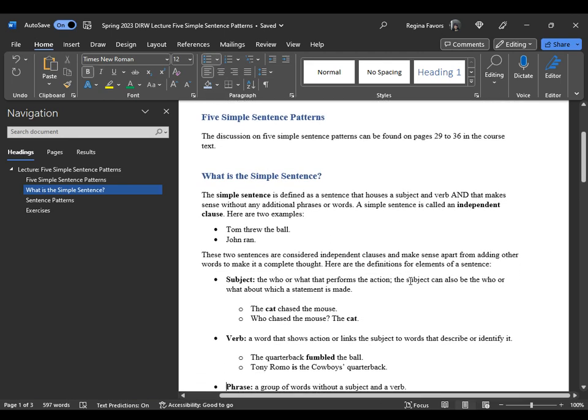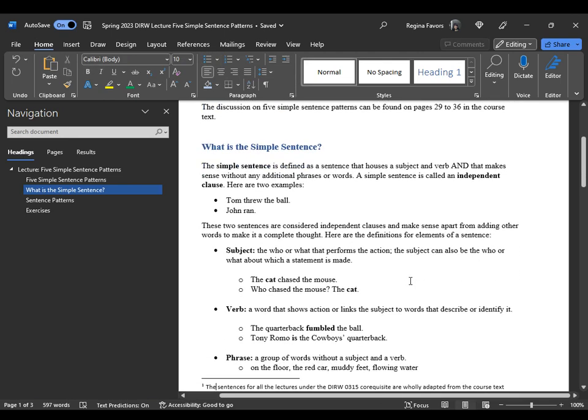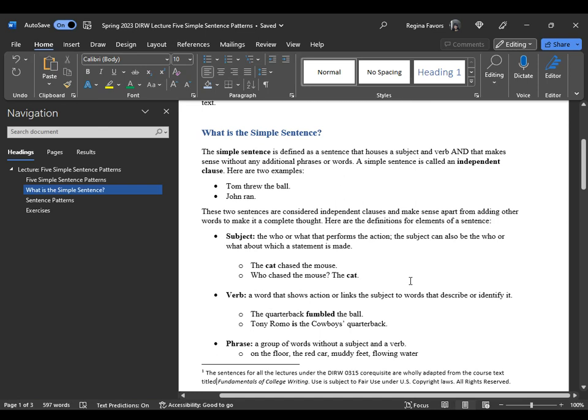So let's look at some vocabulary for elements of a sentence. You have a subject, that is the who or what that performs the action. The subject can also be the who or what about which a statement is made. So, for example, the cat chased the mouse. The cat is the subject, the cat is performing the action. The second sentence, who chased the mouse? The cat. That is a subject about which a statement is made. So the cat is always the subject of the sentence in both of the sentences.